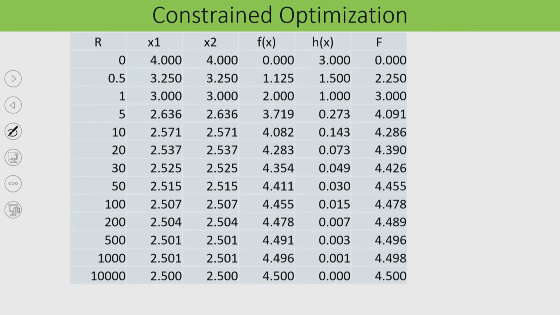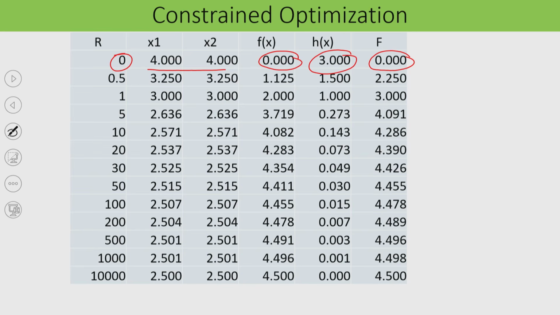So, let us see. If I put r equal to 0, that means I am not putting the constraint violation. Therefore, whatever solution you are getting is the unconstrained solution of the objective function, without constraint. That solution is 4 and 4, the function value is 0, the constraint violation is 3, and capital F is 0. So, what is the idea? You have to reduce the constraint violation, and basically the constraint violation should be 0.